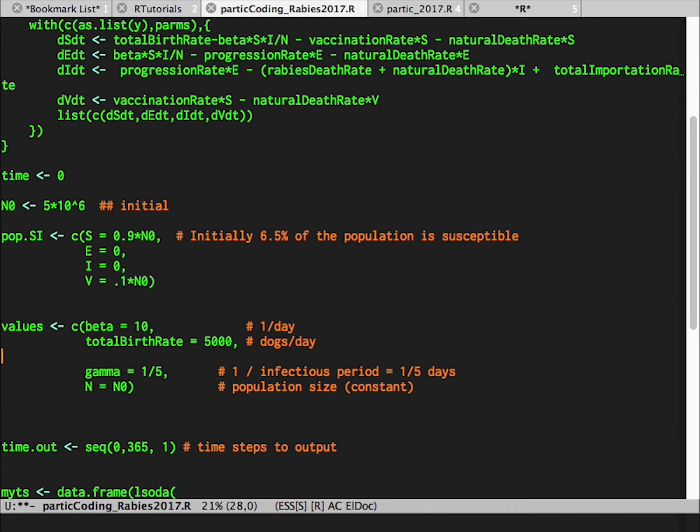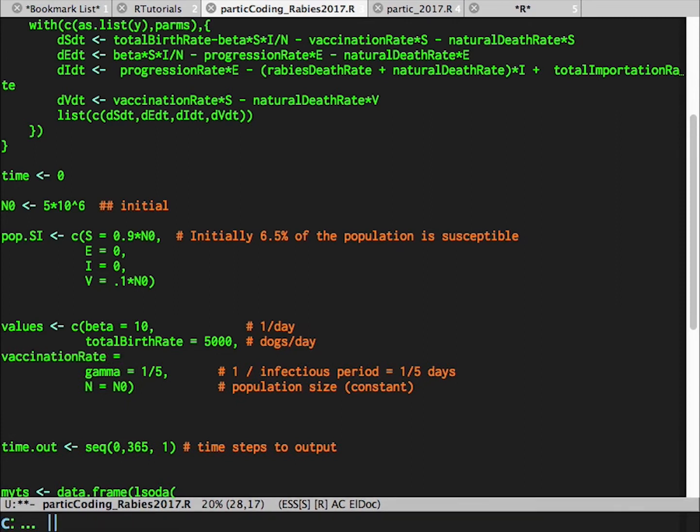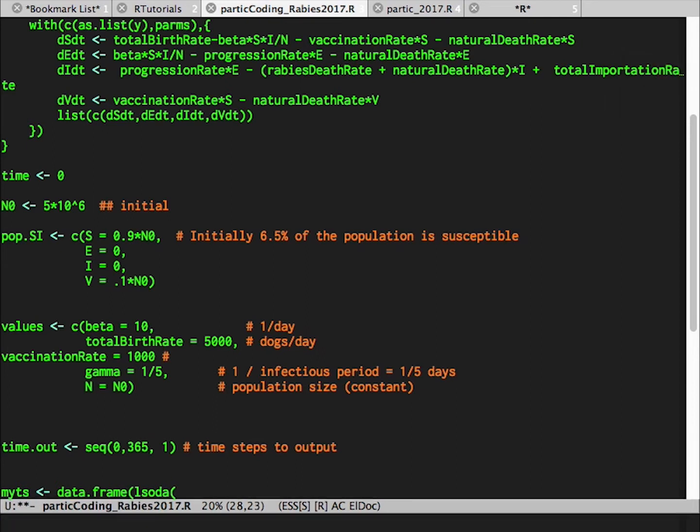Next parameter is the vaccination rate. Julie wrote her model as having that lightning bolt pulse, which meant we were going to have the vaccination happen at one specific time. We're going to try to do that within this session, but first we're going to have a constant vaccination rate to keep it simple and see if we can get there, and then do the pulse one. So the vaccination rate, what do we want that to be? 1,000. 1,000 per day? Or 1,000 dogs per day? 1,000 dogs per day, okay.